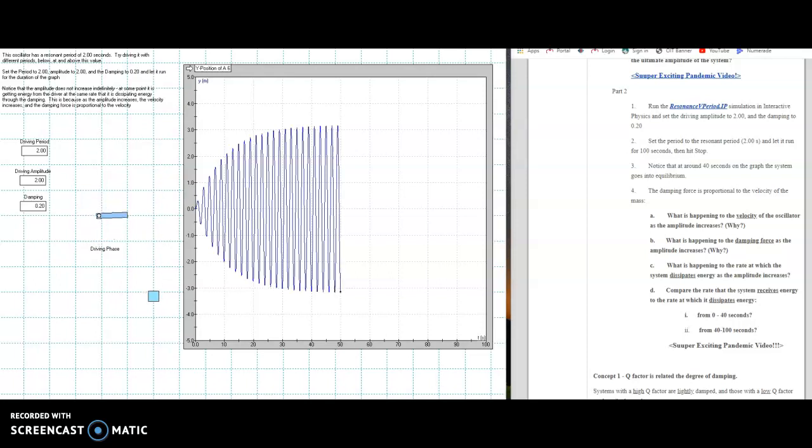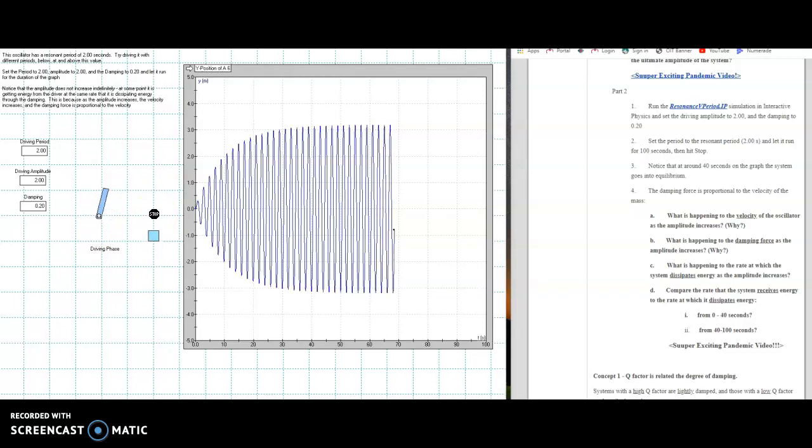All right. I think we can start answering these questions, right? So what is happening to the velocity of the oscillator as the amplitude increases? Why does that happen to it? You know that if the amplitude increases, the maximum velocity is omega x naught. So if x naught gets bigger and omega stays the same, then it seems like the velocity does get bigger, right?